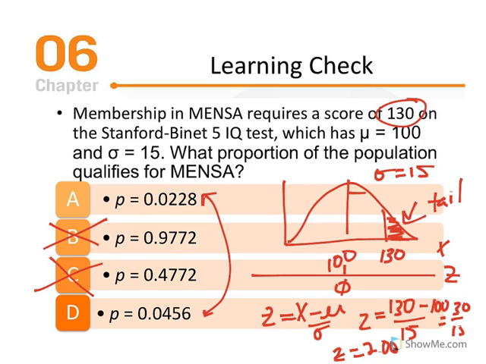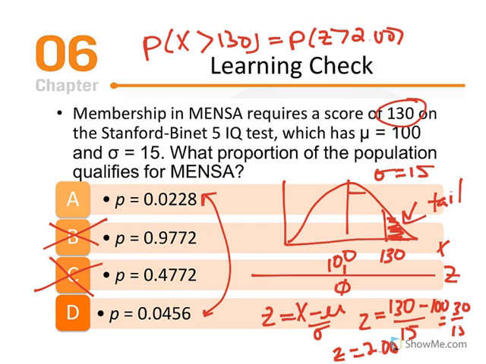So we, again, could have stated this as probability, the probability of an x value greater than 130, which is equivalent to a probability of a z-score greater than 2, and we came up with an answer equal to 0.0228. So only 2.28% of the population would qualify for this group of highly intellectual individuals, people with very high IQs.